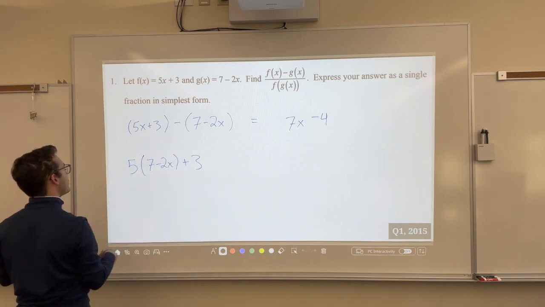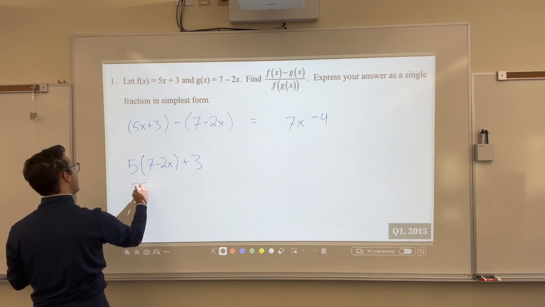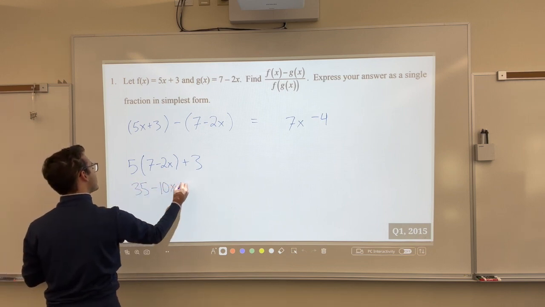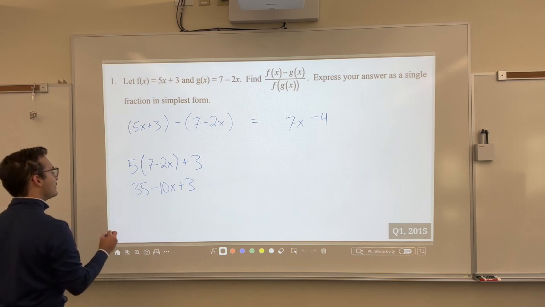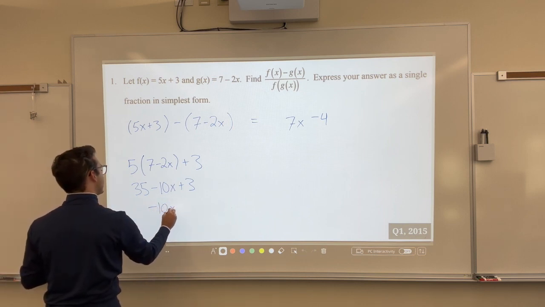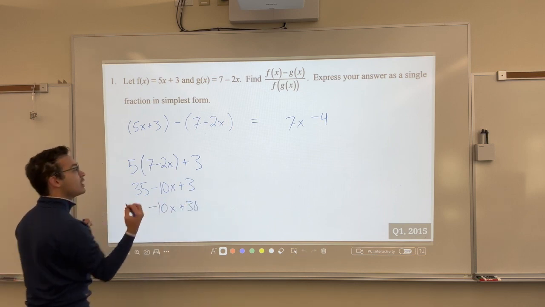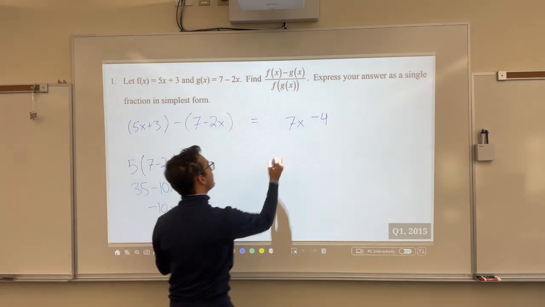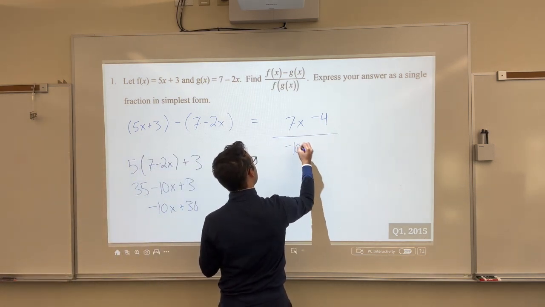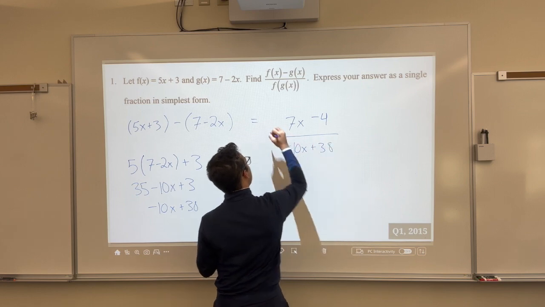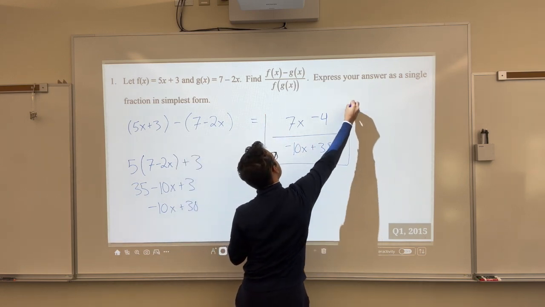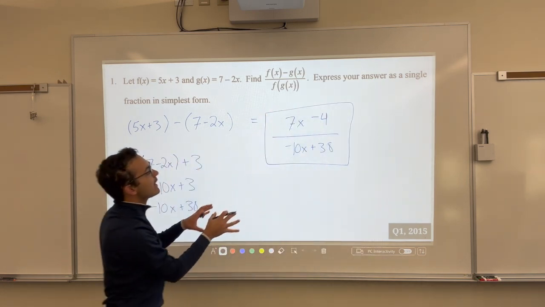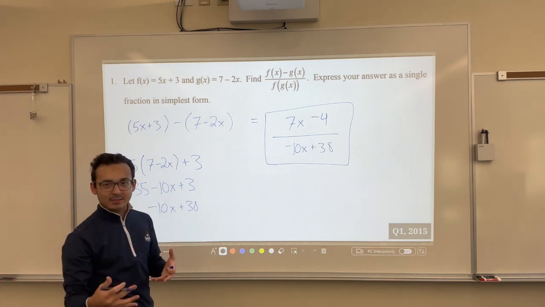From that point, we distribute the 5, so it's going to be 35 minus 10x plus 3, and therefore that would be negative 10x plus 38. So the denominator would be negative 10x plus 38, and that would be our final answer because there's no way to simplify this fraction. There's no common factor.